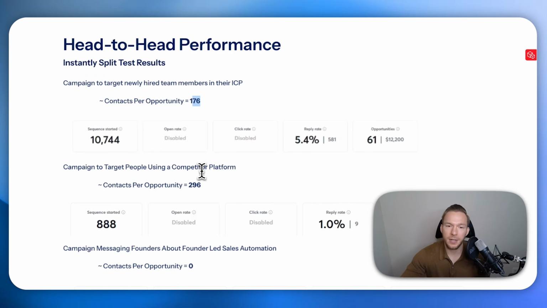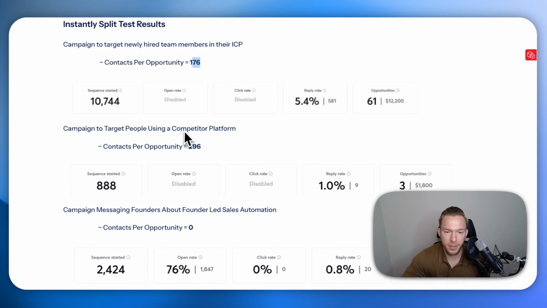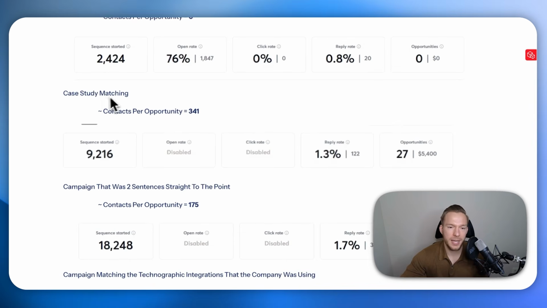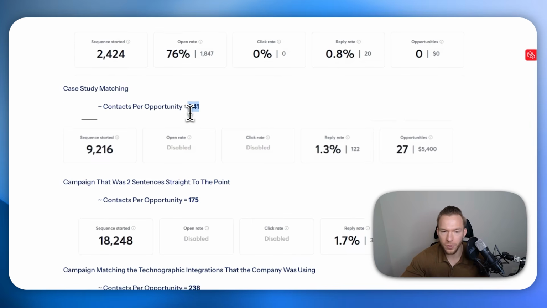Contacts per opportunity, 176. Not bad. Campaign targeting people using a competitor platform, 296. Campaign messaging founders about founder-led sales automation, nobody cared. Case study matching. So somebody is a case study of theirs. We found companies that look like that case study, and we said, hey, we already work with similar companies. We can help you. We had to reach out to 341 contacts before we got an opportunity.